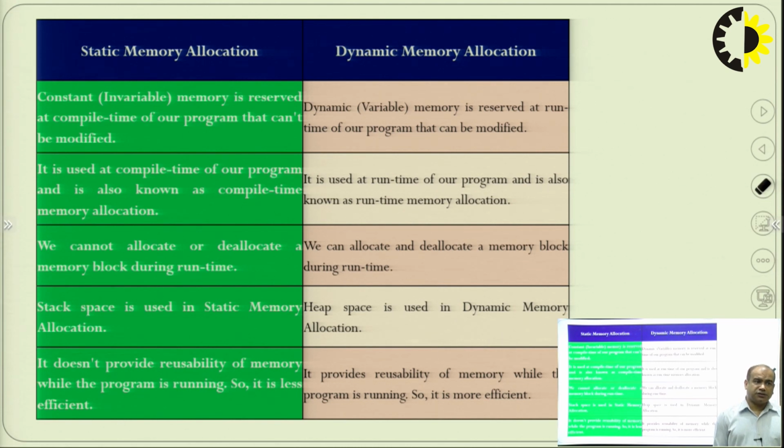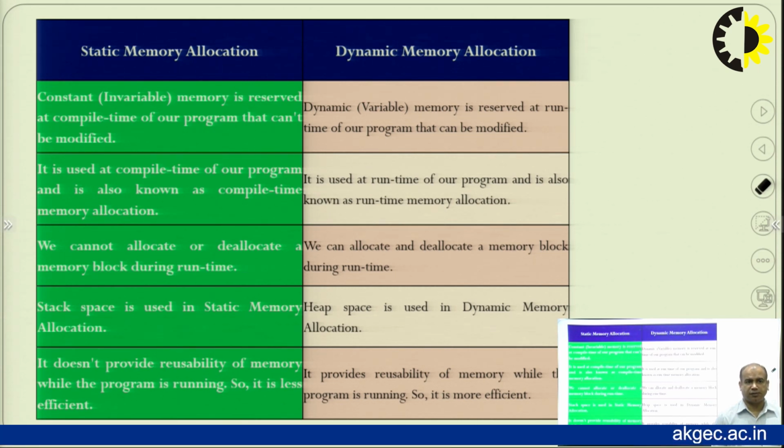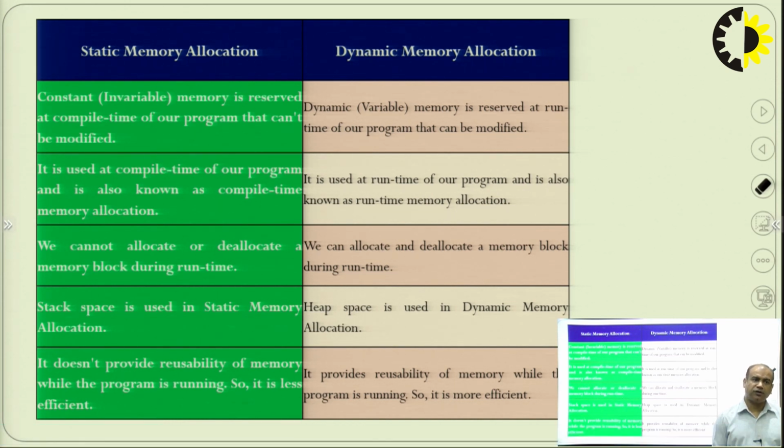Second, static memory allocation is used at compile time of our program, and it is known as compile time memory allocation, while dynamic memory allocation is known as runtime memory allocation, because it is used at the runtime of our program. In static memory allocation, we cannot allocate or deallocate a memory block during runtime, while in dynamic memory allocation, we can allocate or deallocate a memory block during runtime, and we can change it.